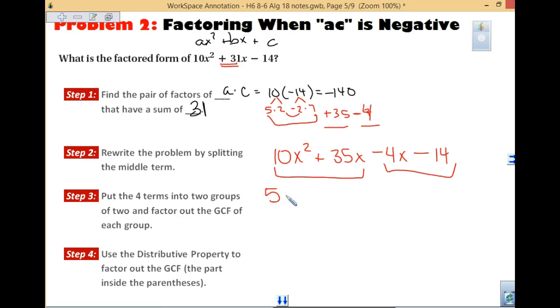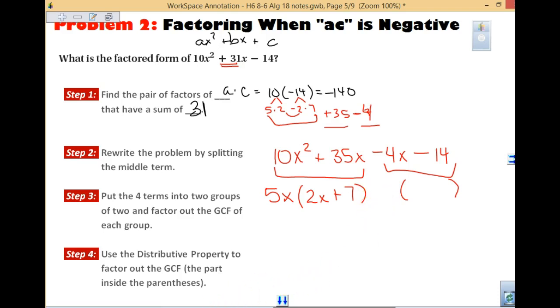5. Anything else? X. Mallory, once we factor out 5x, I'm left with 2x plus 7. My hint to you is this 2x plus 7, that's kind of what you want this factor to be back here. So knowing that, Jack, should I factor out 2 or negative 2?